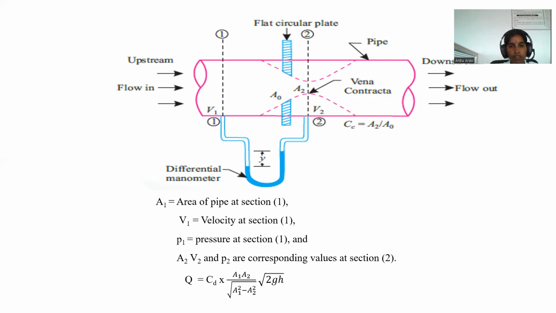A1 is the area of the pipe at section 1, V1 is the velocity at section 1, and P1 is the pressure at section 1. A2, V2, and P2 are the corresponding values at section 2. Then the discharge is Q = Cd A1 A2 / √(A1² − A2²) × √(2gh).